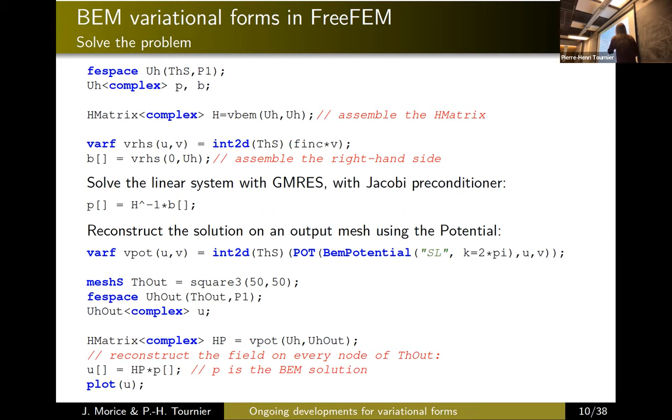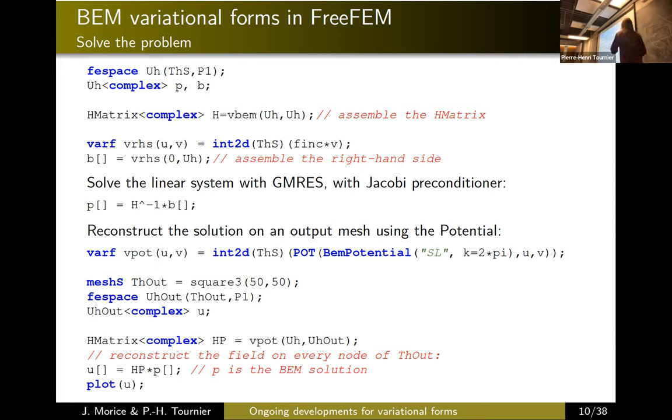I will also build my right hand side, as what you do in FEM, because it's a simple integral. If you remember my simple example, I build my right hand side from the integral of my incoming wave, and I can solve the linear system with GMRES using the standard minus one operator. And so now I actually have my BEM ansatz, so my BEM solution P on gamma.